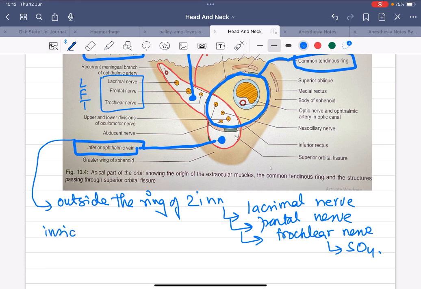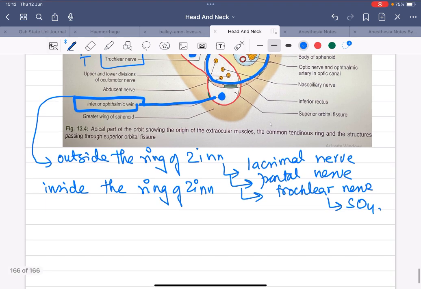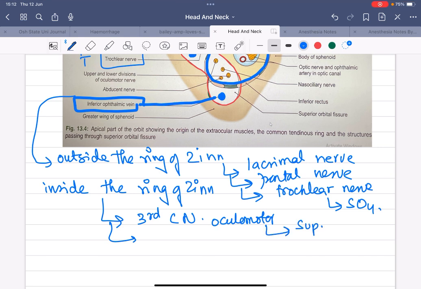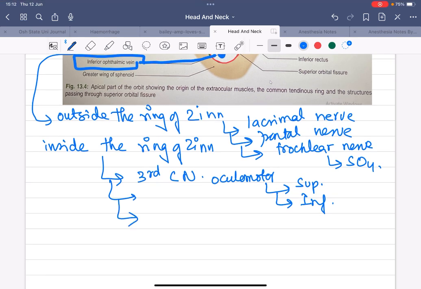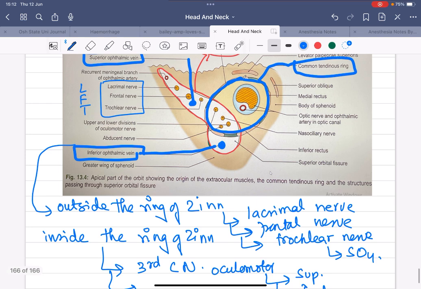Inside the ring of Zinn, see here, the third cranial nerve, that is the oculomotor nerve. The oculomotor nerve has two divisions, superior division and inferior division. Then your abducens nerve, that is your sixth cranial nerve. And one more nerve, that is the nasociliary nerve.